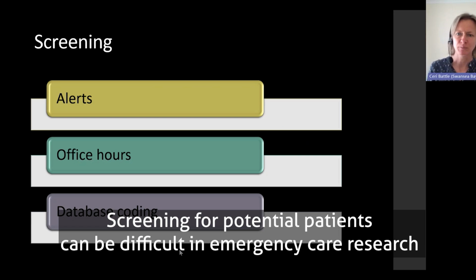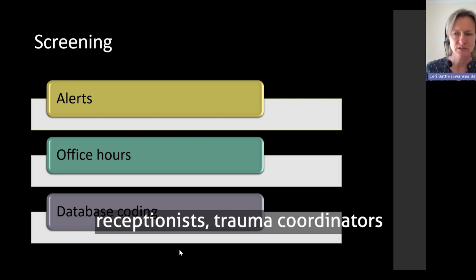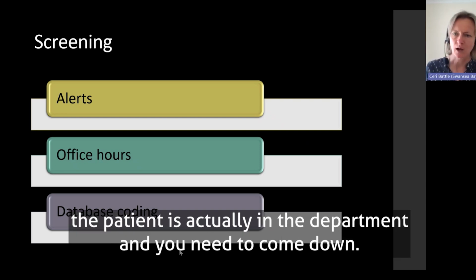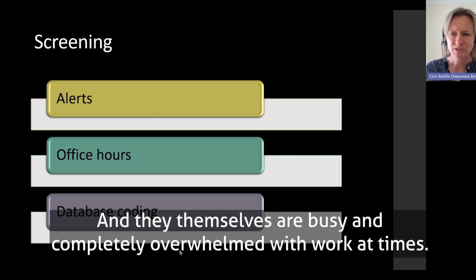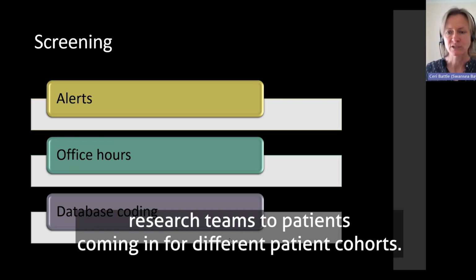Screening for potential patients can be difficult in emergency care research because quite often you'll be relying on triage staff, receptionists, trauma coordinators to alert you to a patient and to tell you that the patient is actually in the department and you need to come down. And they themselves are busy and completely overwhelmed with work at times. So they may actually be alerting many different research teams to patients coming in for different patient cohorts.